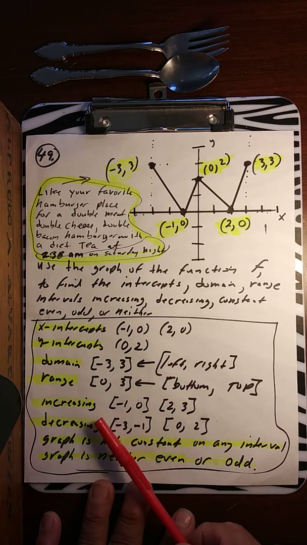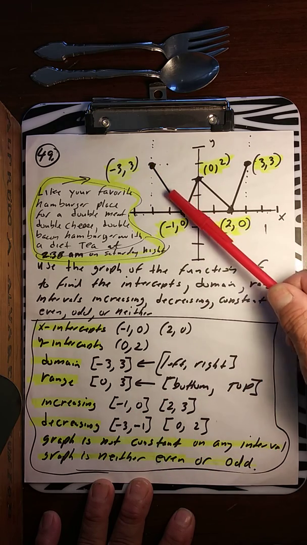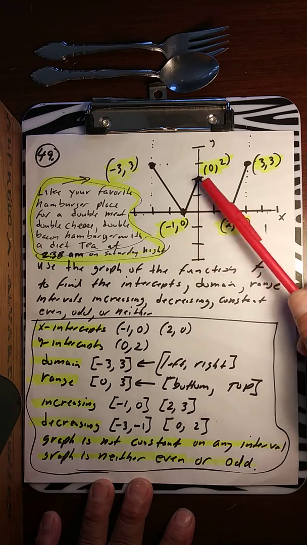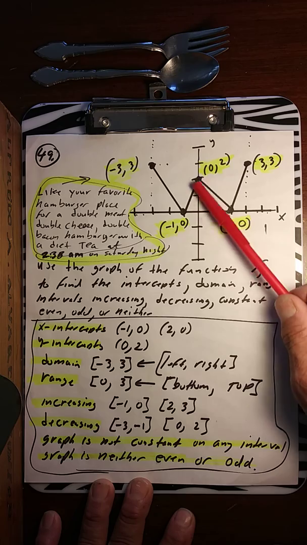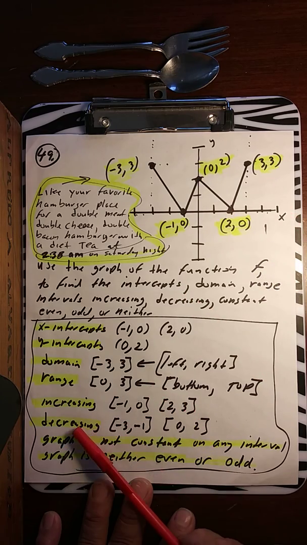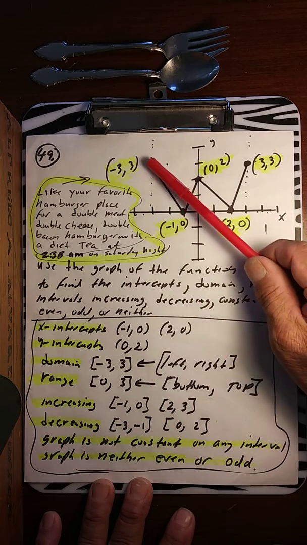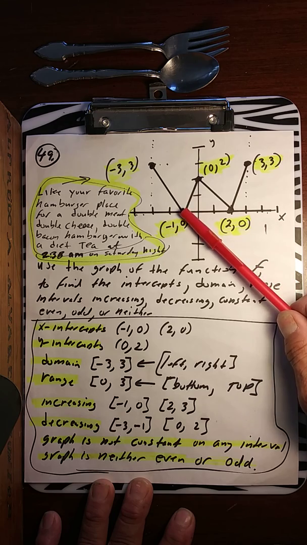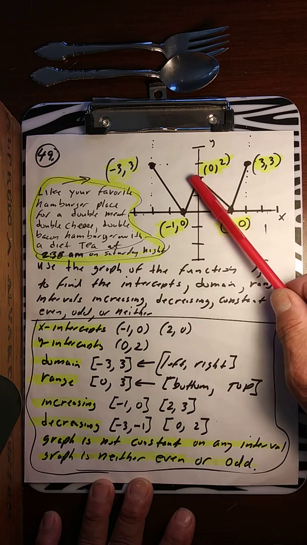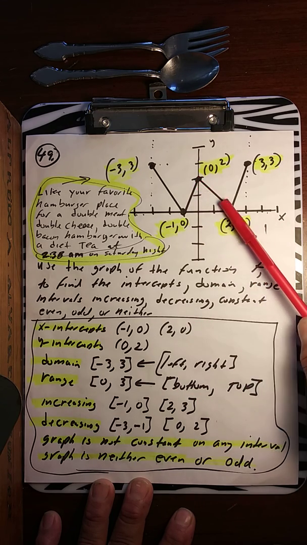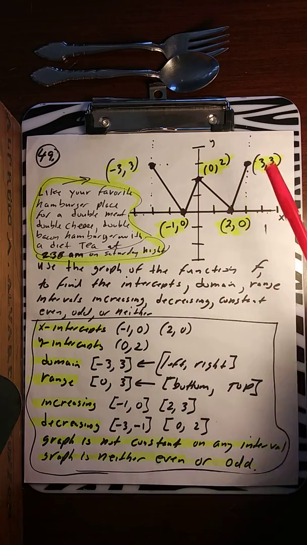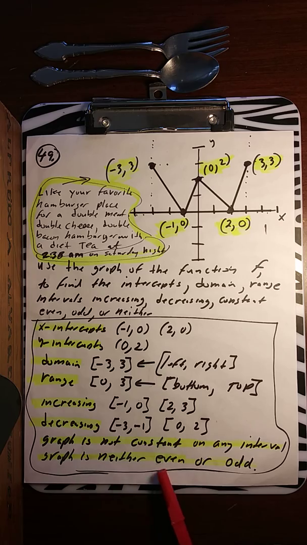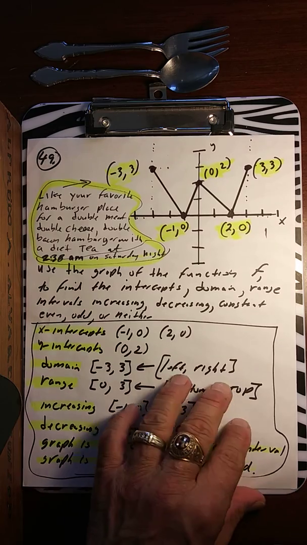And now, increasing. So, not here, but here, from negative 1 to 0 is going up. And from 2 to 3 is going up. So it's increasing there. Decreasing from negative 3 to negative 1. From here it's decreasing. And from 0, right here, it's going what? Down. Right there. So 0 to 2. Graph is not constant on any interval. No, it's up, down, never constant. Graph is neither even nor odd.